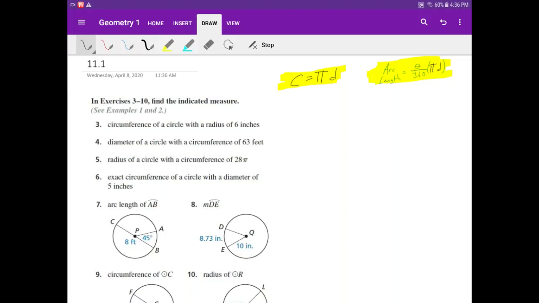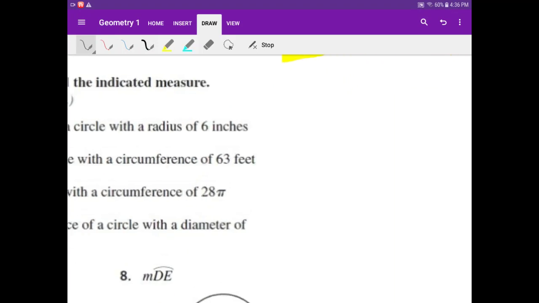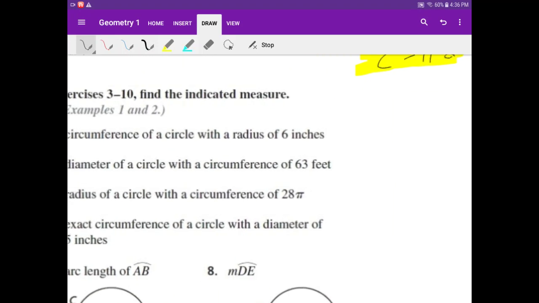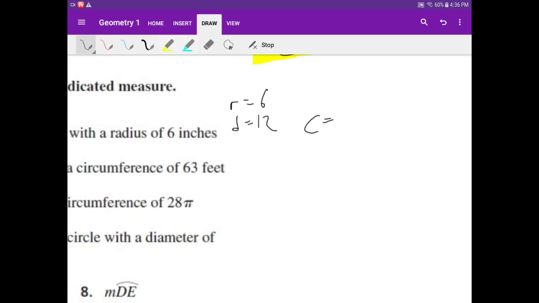When we're looking at arc length, starting off with these beginning ones, if you're just finding the circumference, it's just the circumference formula. So if the radius is 6, then the diameter is 12. So the answer to this one, your circumference equals pi times d. So circumference equals 12 pi.